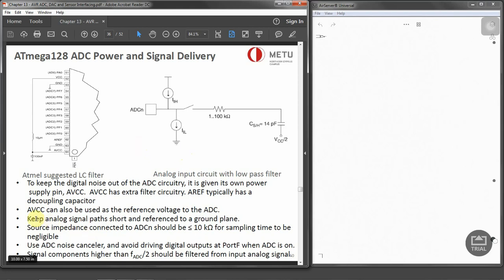And important things that we need to keep the analog signal path short and reference to ground plane, and we can also use the ADC noise canceller. So what is ADC noise canceller?